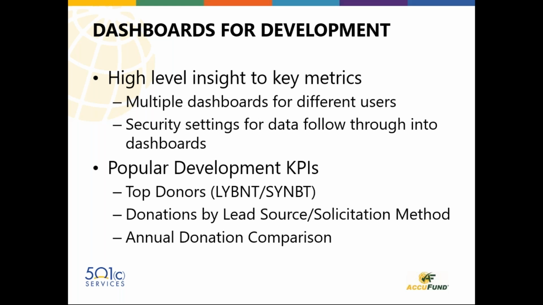So our LYBUNT and SYBUNT reports, that stands for last year but not this year, or some year but not this year. And so that's going to be a donor who gave money to me last year, but they have not yet this year. So who are our top donors last year? Maybe they gave us over $10,000, but this year they have not donated yet. Donations by lead source, where is our effort best spent when it comes to online donating versus snail mail?